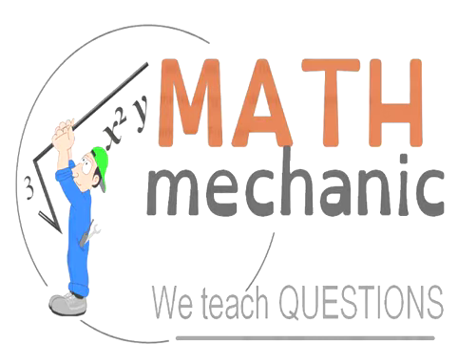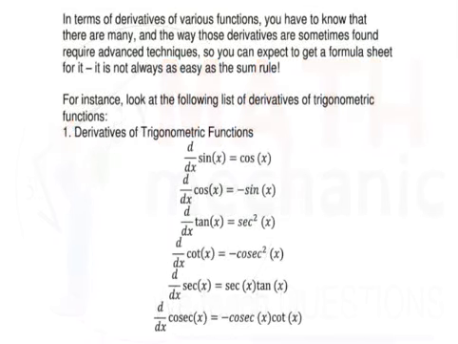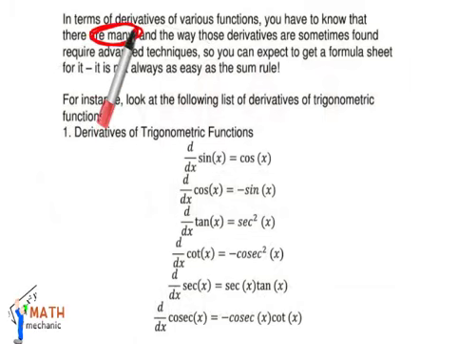In terms of the derivatives of various functions, you need to know that there are many of them. And the way those derivatives are sometimes found require advanced techniques. You may have encountered the derivative of ln of x or e of x, and you would have known it doesn't quite fit what you would expect when you think of the sum rule, for instance. So we are actually talking about it a little bit later on, and I'll come back to that point when we get there. Just want to conclude the sentence.